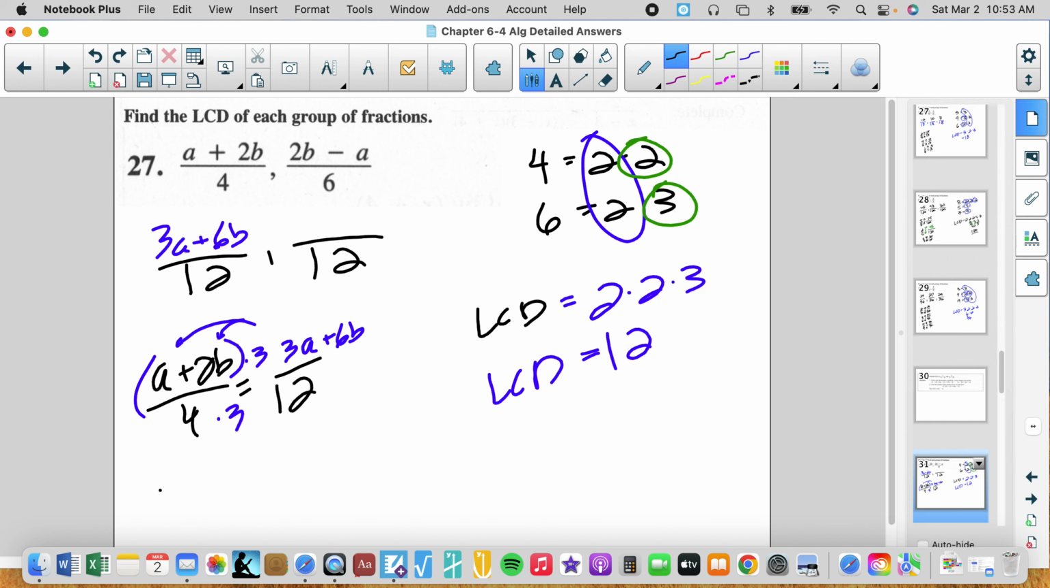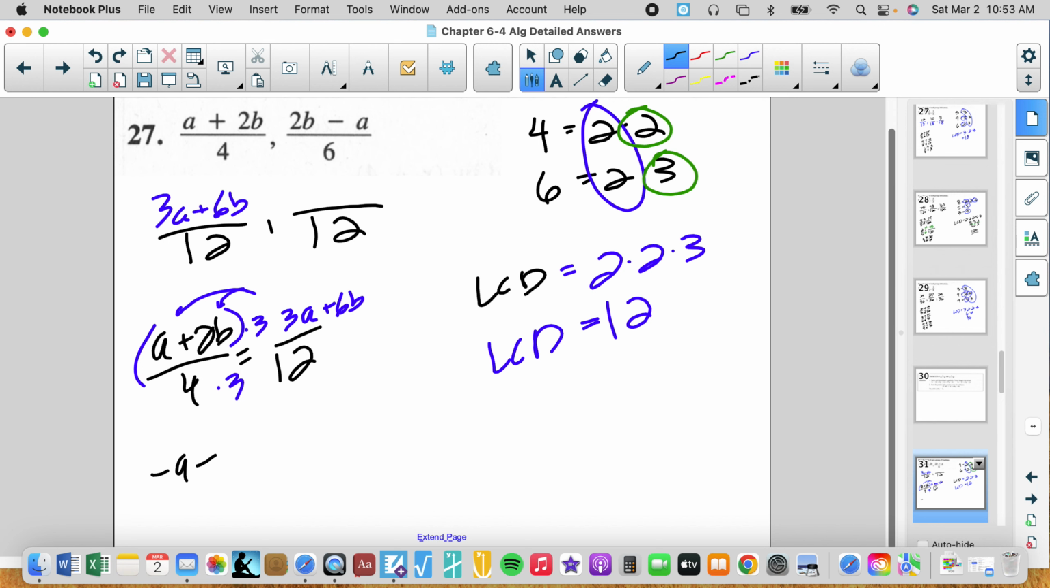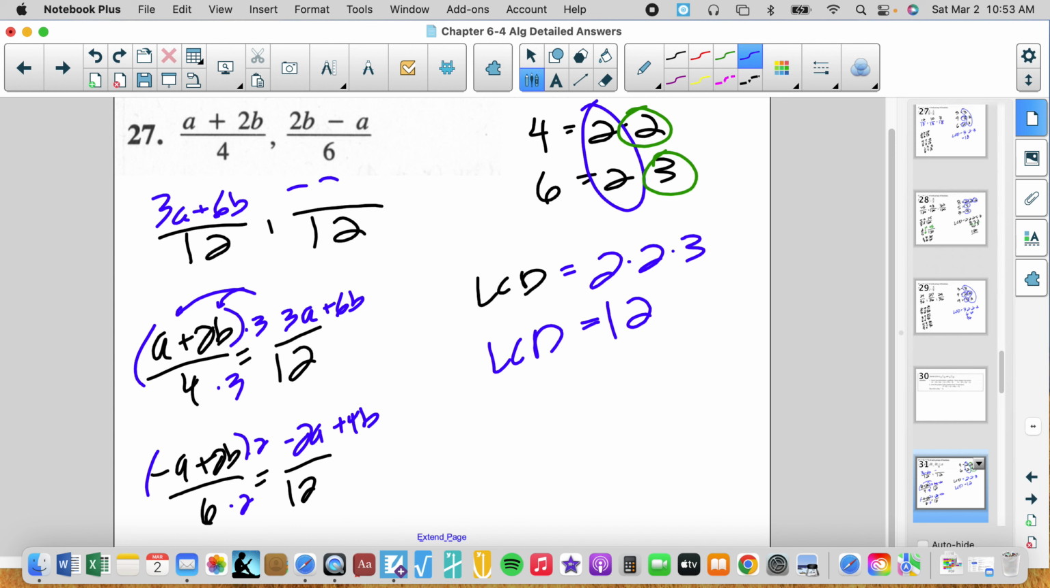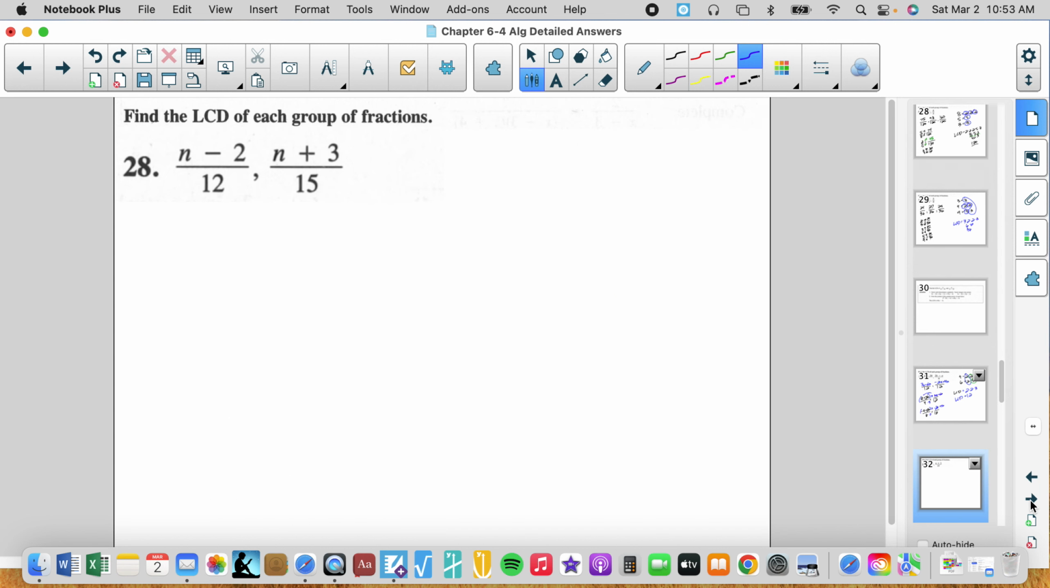Let's take the other one. Ooh, I don't like that. I'm going to rewrite it. I'm going to be a stickler. Minus (a plus 2b) over 6 equals how many twelfths? We're still going to multiply that by 2. We get negative 2a plus 4b. The answer key probably has it as 4b minus 2a. I don't like that. I think that's very inconsistent. We should stay the course and show consistency.